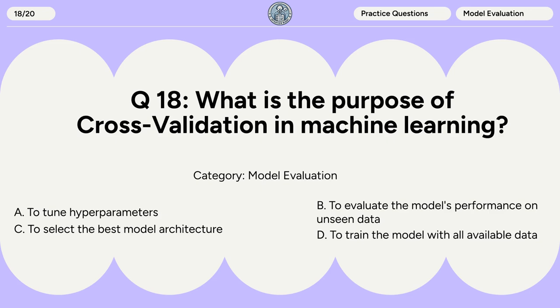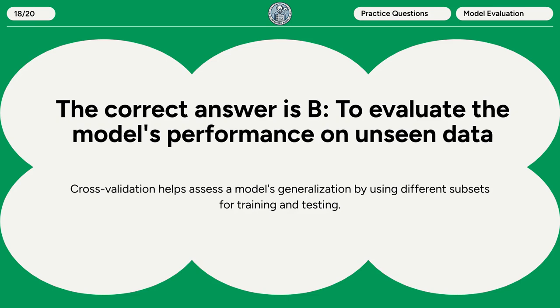The correct answer is B. To evaluate the model's performance on unseen data. Cross-validation helps assess a model's generalization by using different subsets for training and testing.